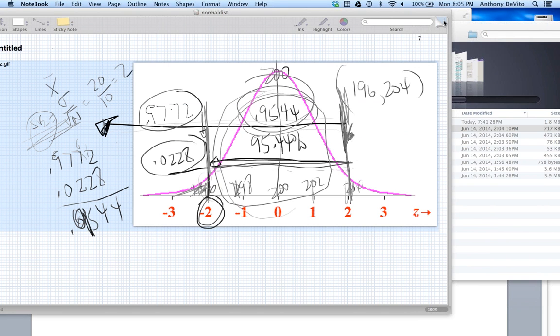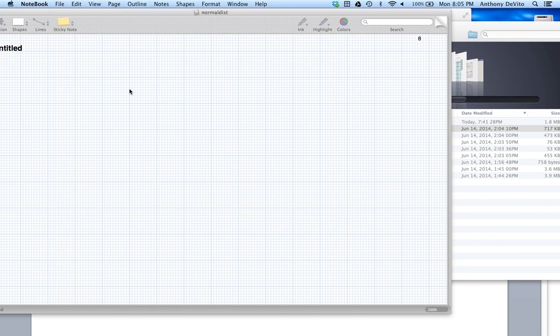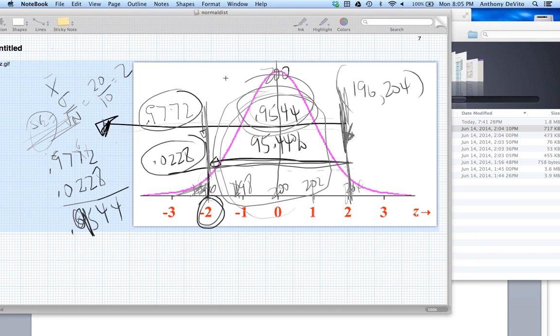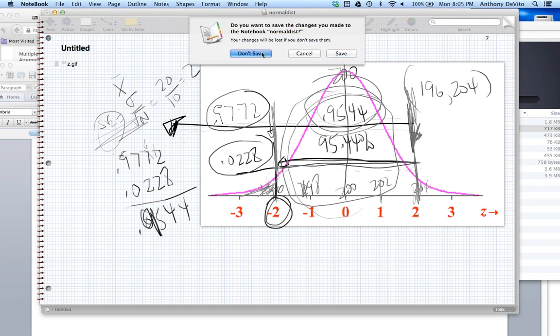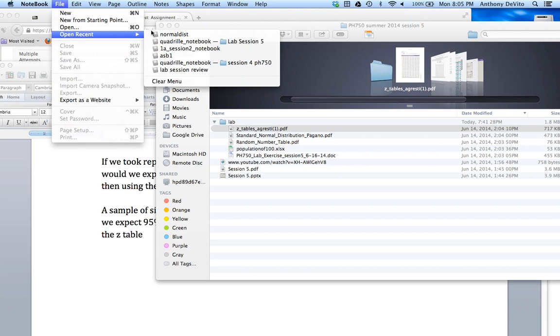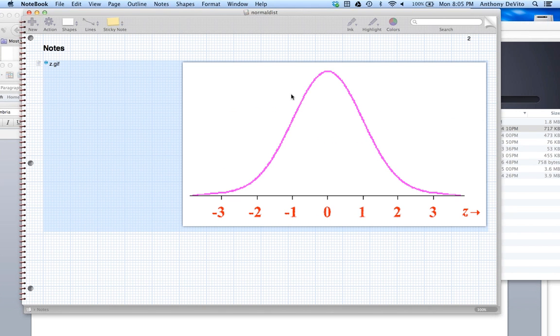Okay, let's see if I got one more copy of this. Oops, no, I don't. Okay, let me go back here. I'll tell you what, let me close this, and I'm going to open it again. Open, I don't think I saved it, so, oh, good.